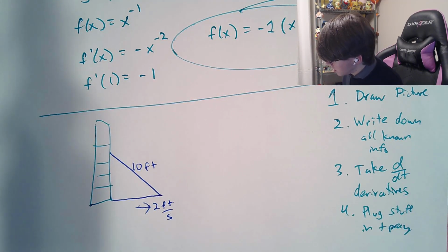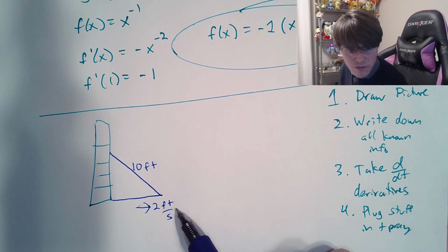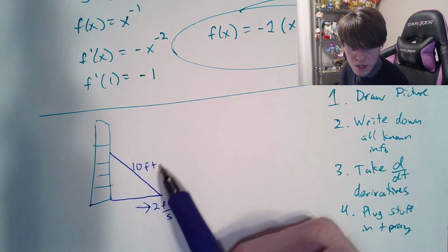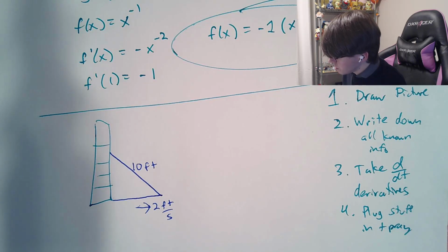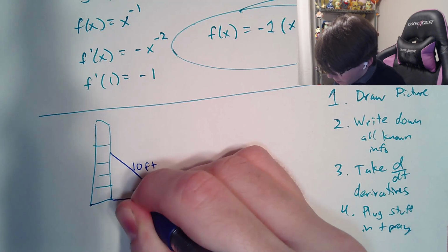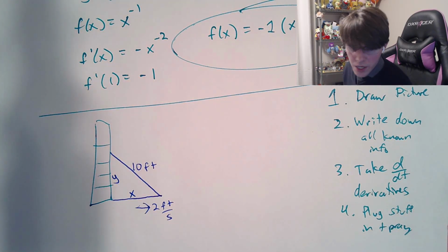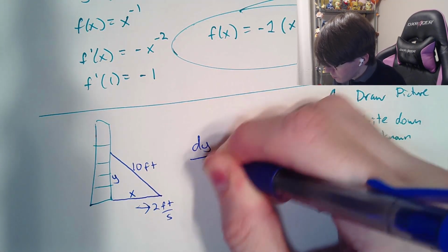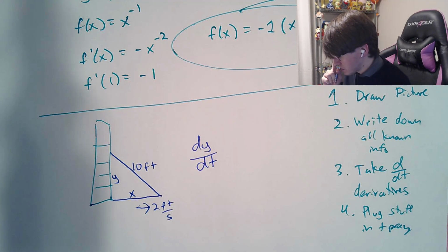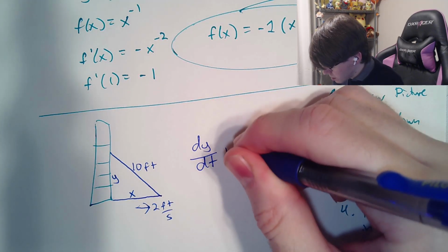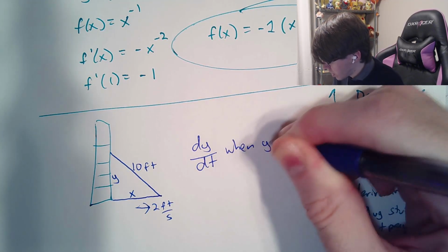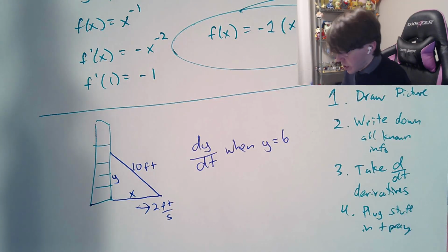How fast is the top of the ladder moving up the wall? So in this case, if you notice, I have an ft over s. That's because it's a rate of some kind. So this is already a derivative. This is not a derivative. This question wants to know how fast the ladder is sliding down the wall. So I'm going to give this a value of x. I'm going to give this a value of y. And we want to know what is dy over dt, the rate of change of y with respect to time, when y is equal to 6. All right, so there's my picture.